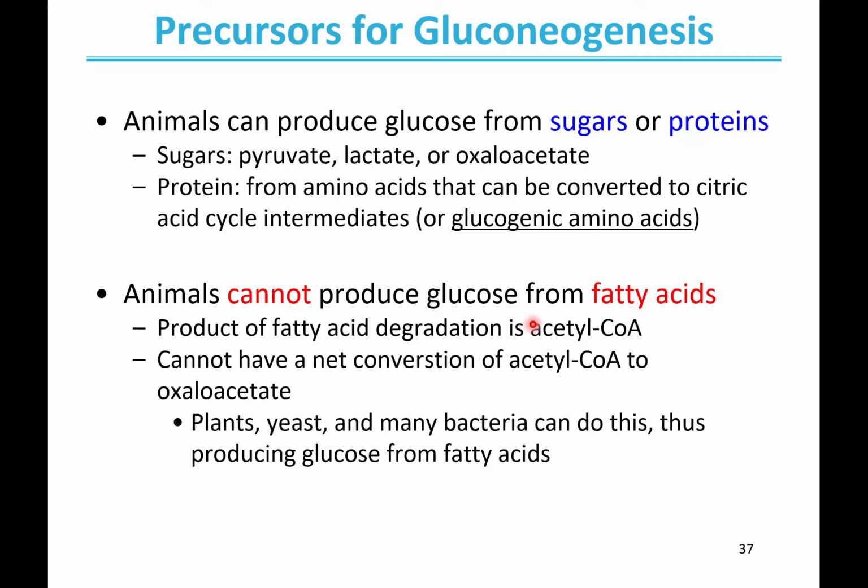Animals can't produce glucose straight from fatty acids. The product of fatty acid degradation is acetyl-CoA. You can't have a net conversion of acetyl-CoA to oxaloacetate. But some organisms like plants, yeast, and bacteria can do this. They can produce glucose straight from fatty acids.